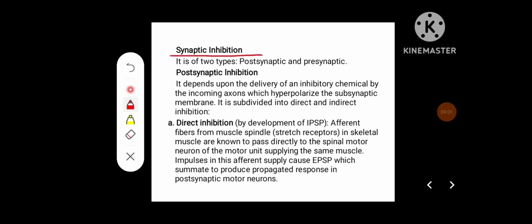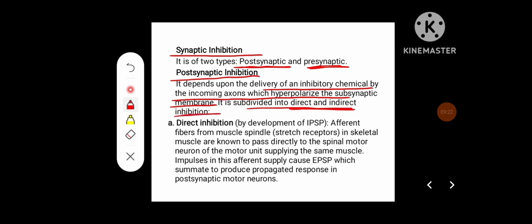Coming to synaptic inhibition, there are two types of synaptic inhibition: postsynaptic inhibition and presynaptic inhibition. Postsynaptic inhibition depends upon the delivery of an inhibitory chemical by the incoming axons which hyperpolarize the subsynaptic membrane. It is subdivided into direct or indirect inhibition. Direct inhibition of the postsynaptic membranes occurs by development of the EPSP.